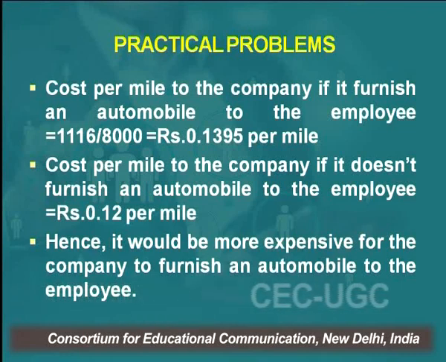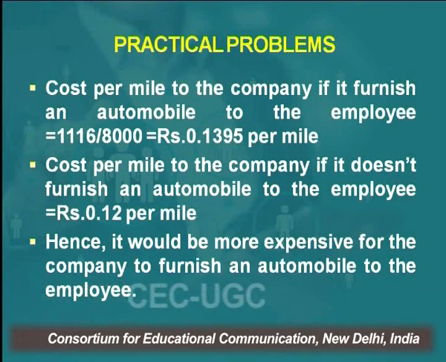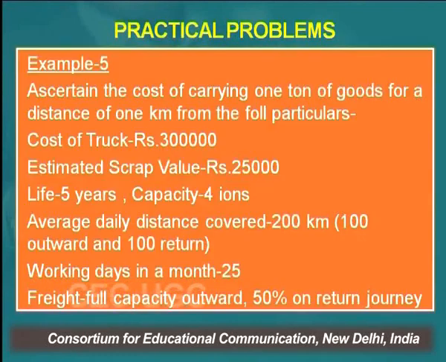I hope you can distinguish between the two. So cost per mile to the company if it does not furnish an automobile to the employee will be 0.12 per mile. Hence, it would be more expensive for the company to furnish an automobile to the employee. It means that if the company furnishes the automobile, that will be more expensive compared to the employee using his own car. So this is about your operating costing example.